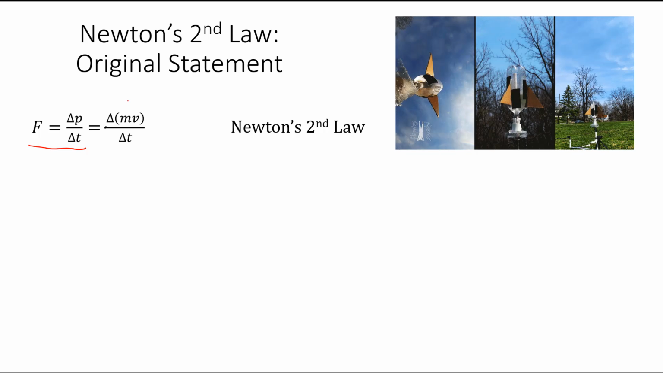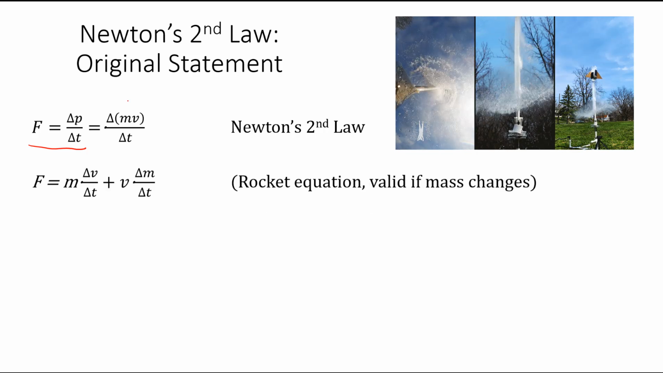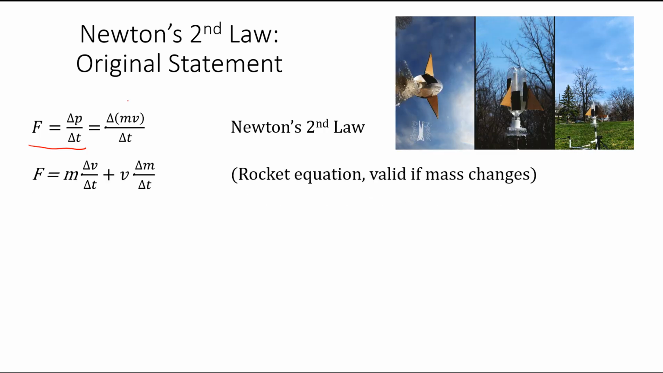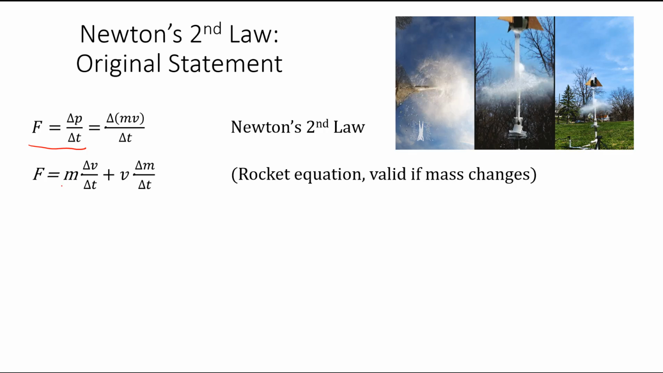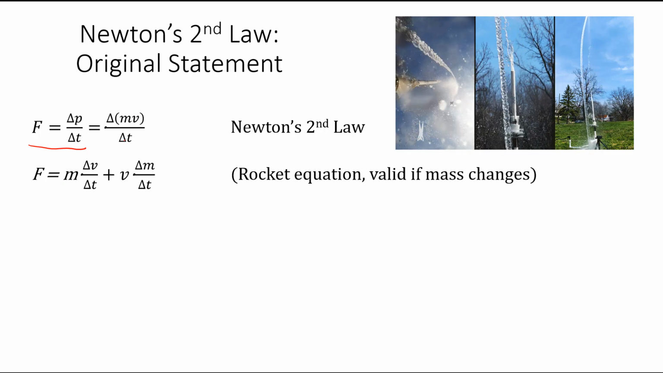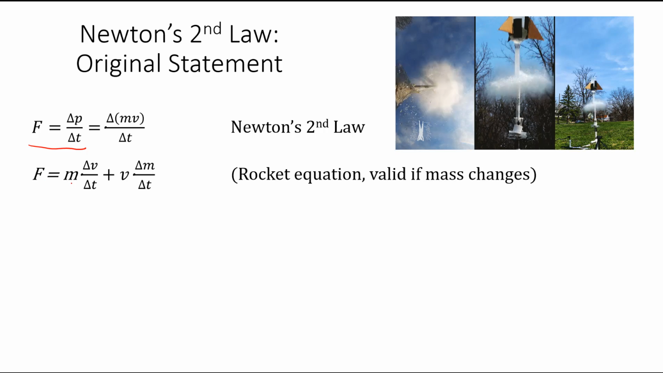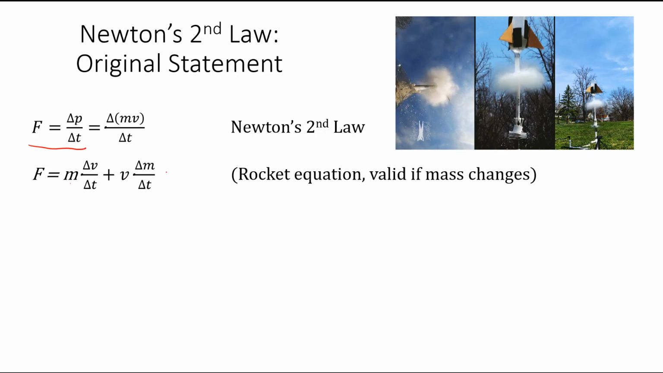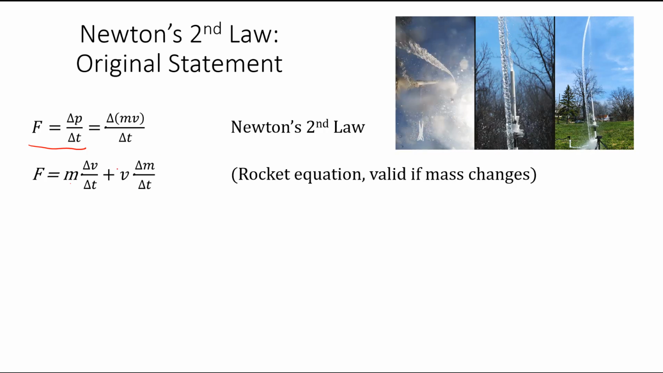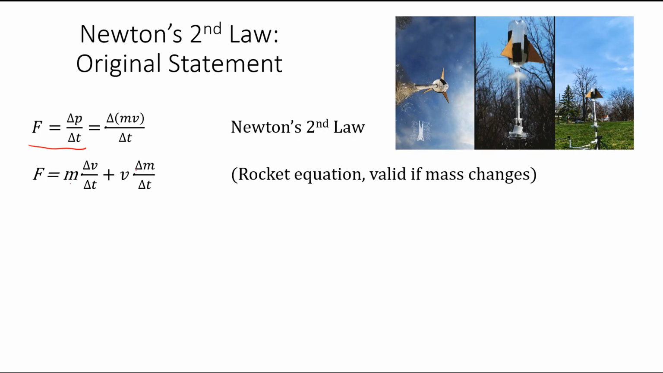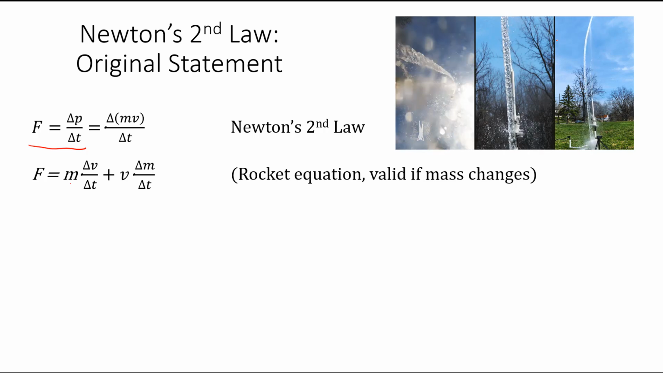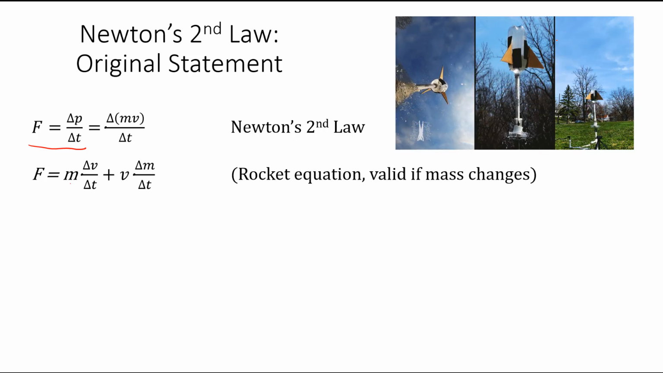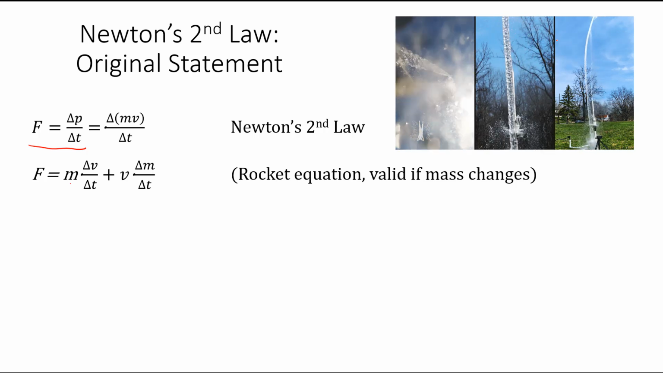But we can change momentum in two ways. We could change the mass, or we could change the velocity. If we think about that altogether, we can distribute out that delta. We get force equals mass times change in velocity over time, plus velocity times change in mass over time. This lets us deal with systems in which our mass is changing, like a rocket, because as a rocket burns fuel, its mass is going to decrease over time.